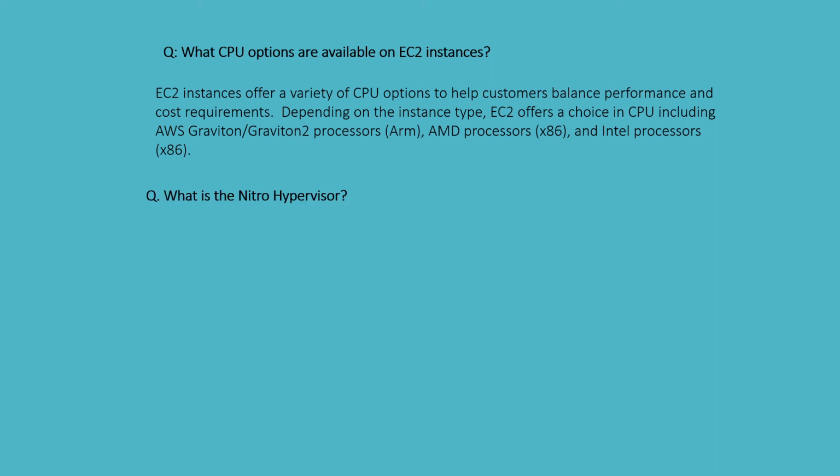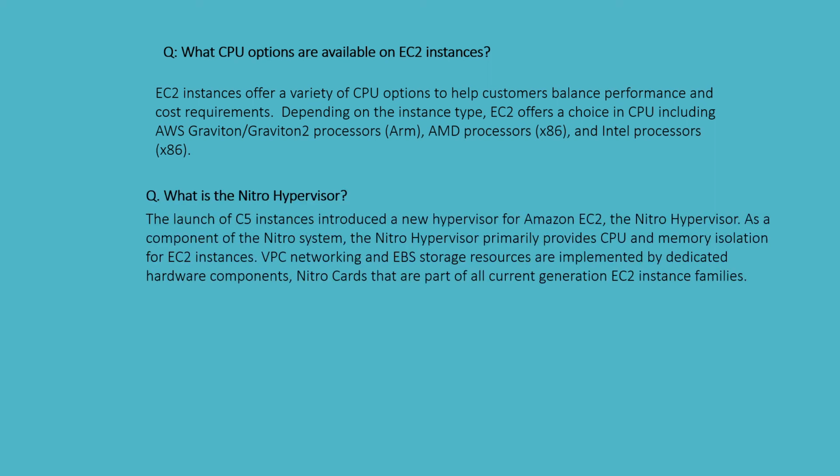What is the Nitro hypervisor? With the launch of EC2 C5 instances, the new EC2 hypervisor, the Nitro hypervisor, arrived as a component of the Nitro system. The Nitro hypervisor primarily provides CPU and memory virtualization for EC2 instances. VPC networking and EBS storage resources are implemented by dedicated hardware components, Nitro cards, that are part of all current generations of EC2 instance families.